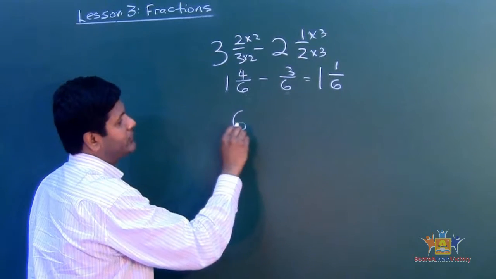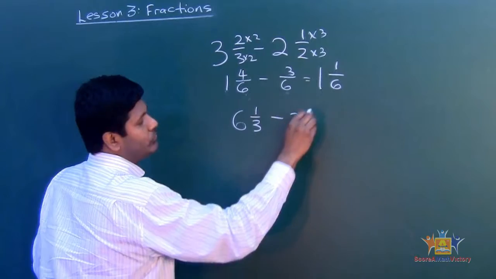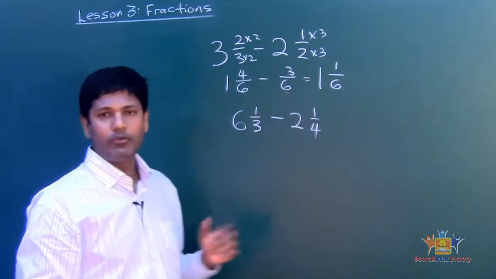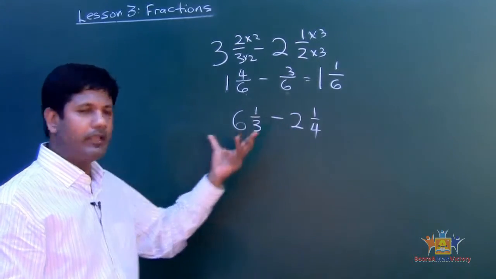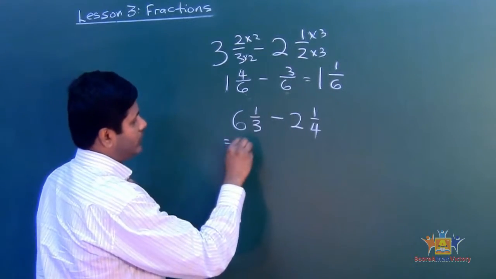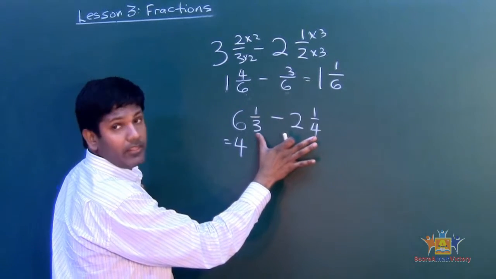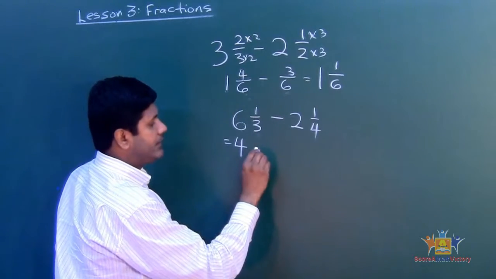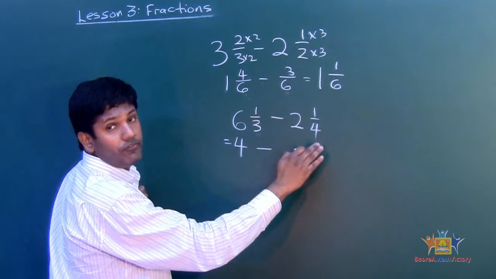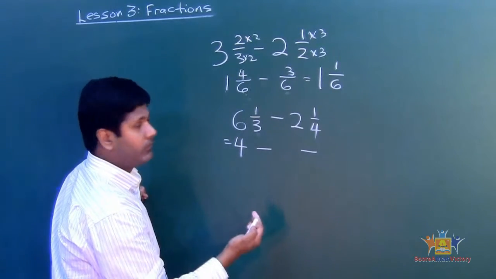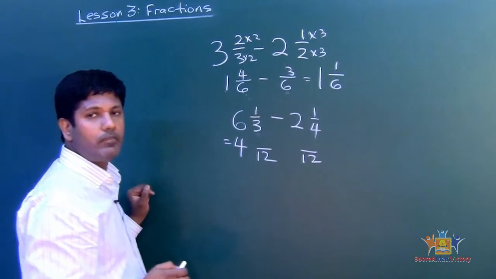Alright? Okay, now let's say for example, if I have 6, 1 over 3 minus 2, 1 over 4. First we subtract the whole numbers, okay? 6 minus 2 is 4. Now I concentrate on the fraction. But are they common denominators? No. So I find the least common multiple between 3 and 4, which is 3 times 4 is 12. 12 would be the least or lowest common multiple.